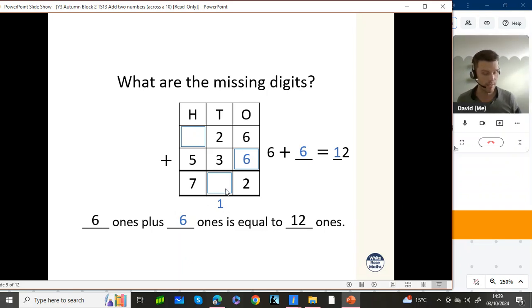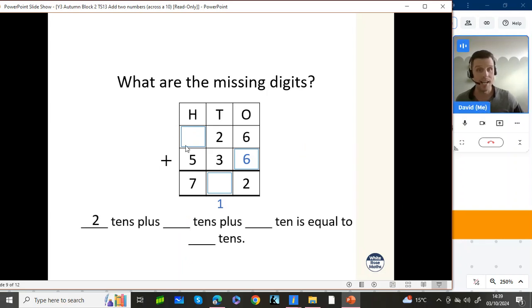Now, because the answer was 12, we must show that we've carried forward that 10 into the tens column. And now we add the tens together. So 2 tens plus 3 tens equals, you think of the answer? That's right, it's 5 tens plus the extra 10. So that's 5 plus 1 equals 6 tens. So we write the digit 6 in the tens column.